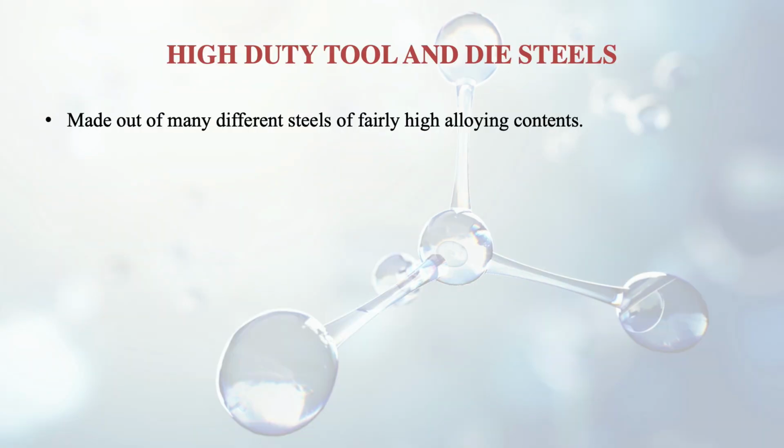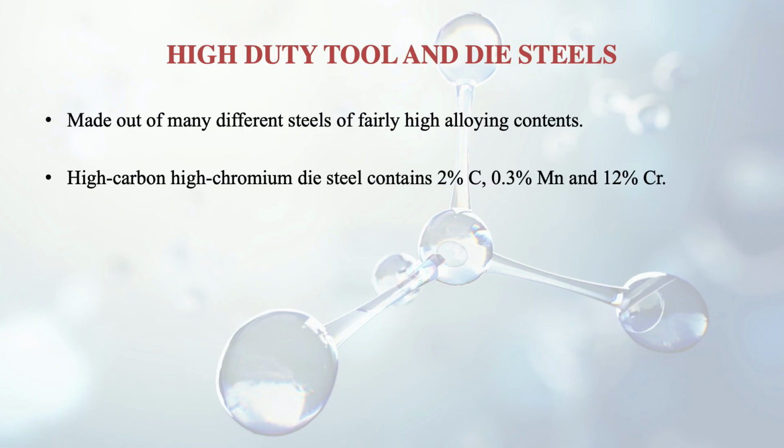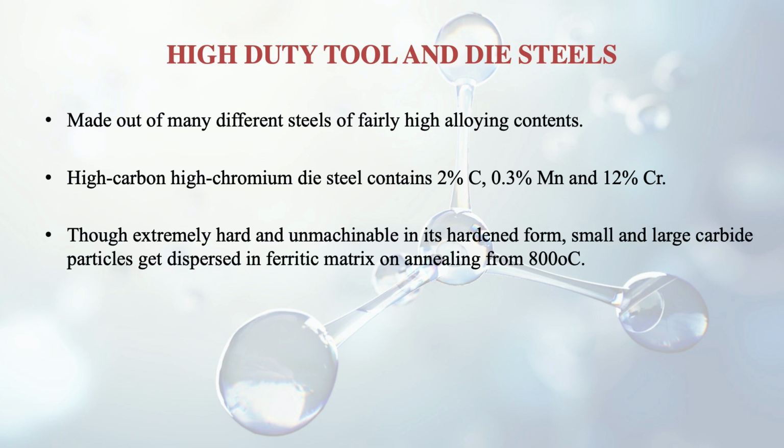Further we discuss high duty tool and die steels. These are made of many different steels of fairly high alloying contents. Different elements are present in these, and high carbon, high chromium die steel will contain around 2% carbon, 0.3% manganese and 12% chromium. These are very hard actually, and unmachinable also in the hardened form. So cold machining is difficult in this case, and small and large carbide particles are dispersed in the ferritic matrix on annealing at around 800 degrees centigrade.